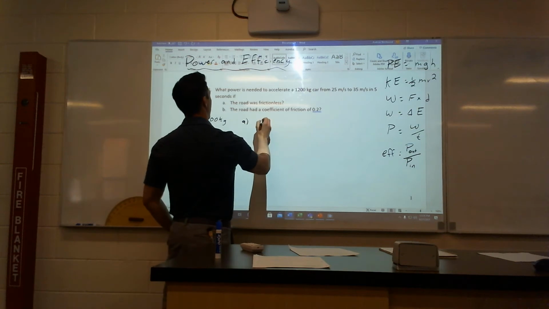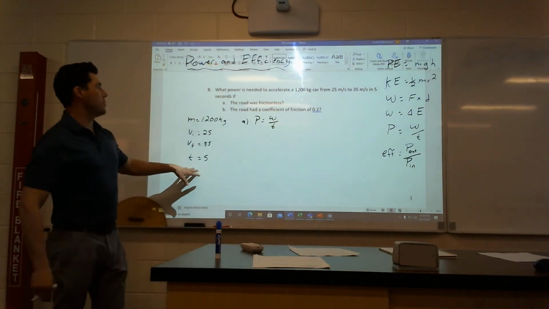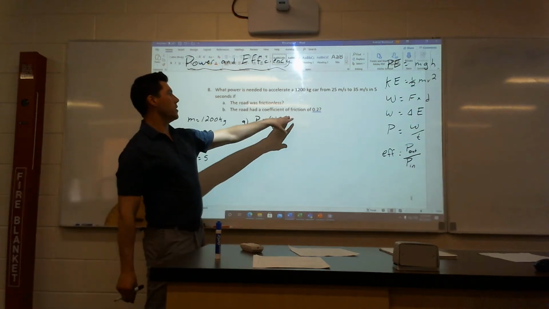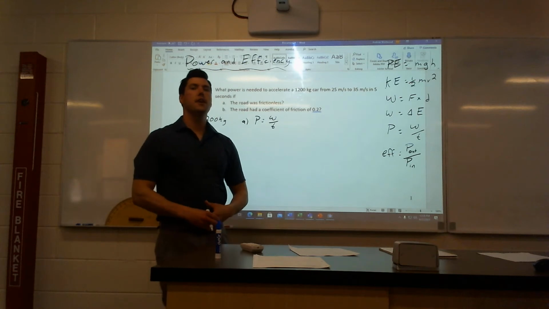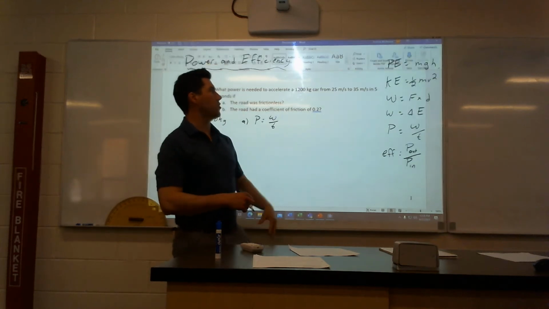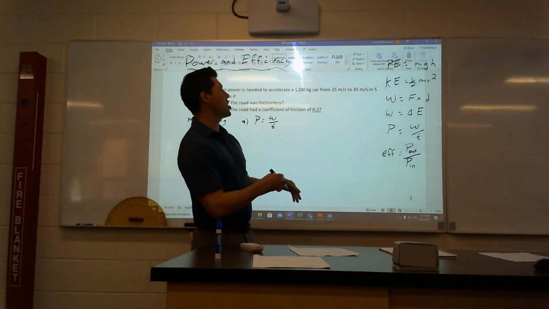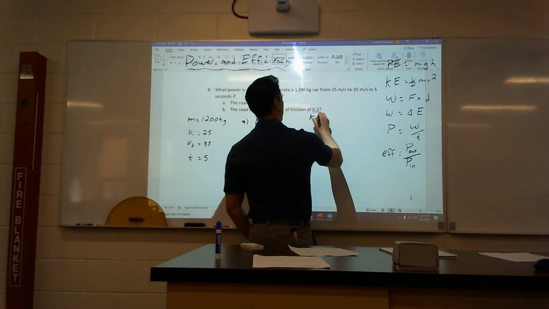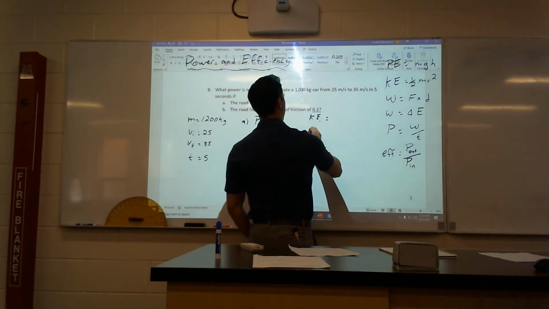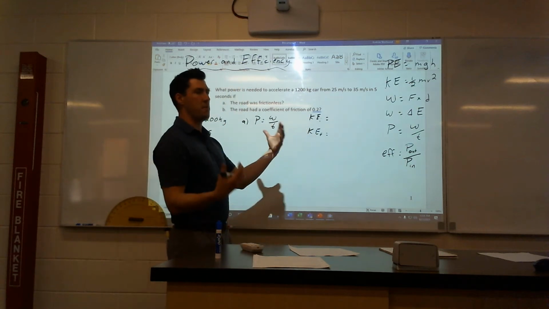Again, I need power, so power is work over time. I have a time here. How am I going to get work here? There's no force, but the nice thing is I have a changing velocity. If I have a changing velocity, that means I'm going to have a change in energy, especially in the kinetic energy part. So let's find the change in kinetic energy. I'm going to find my kinetic energy initial and kinetic energy final. And whatever the difference is, that's going to be my work.